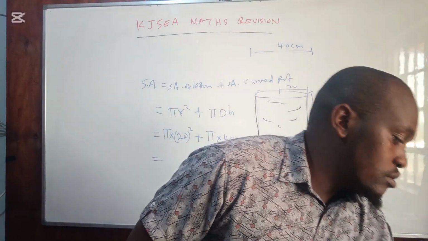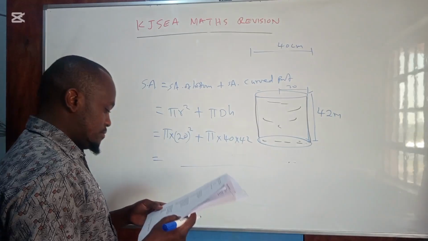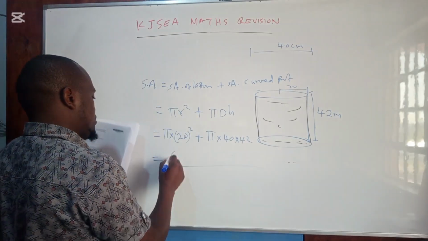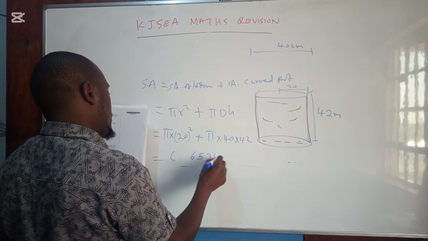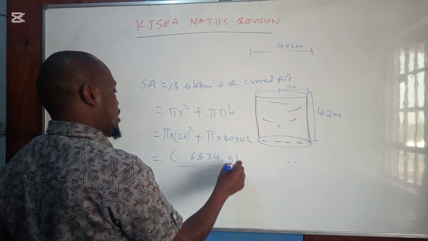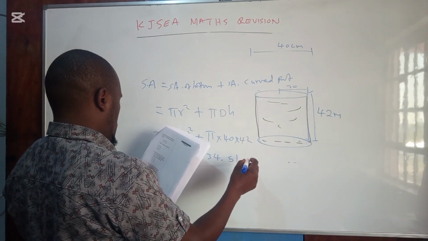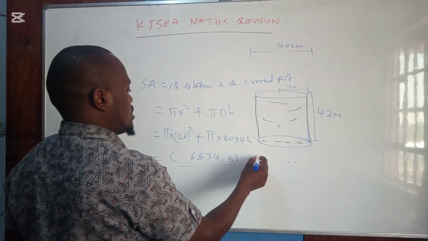The answer that you are going to get is C, which is 64.501, of course, centimeters squared.